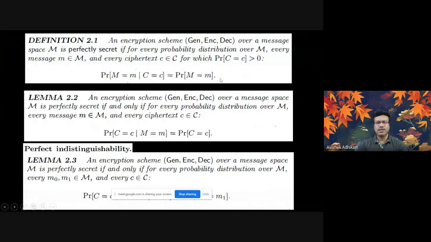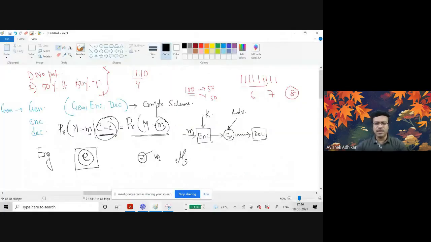And note that it says that an encryption scheme over a message space M is perfectly secret if for every probability distribution over M, every message M and every ciphertext C for which the probability of C is greater than 0, then the probability of this is this. Now the question is, why have we taken the probability of capital C equal to C to be greater than 0? The reason behind it is the conditional.